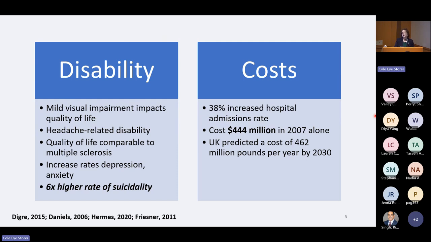There's also significant cost burdens with this diagnosis, with patients typically having a 38% increased hospital admission rate, and it cost over $444 million in 2007 in the US alone. Now, from other predictions from other countries, we're predicting even higher increases through 2030.